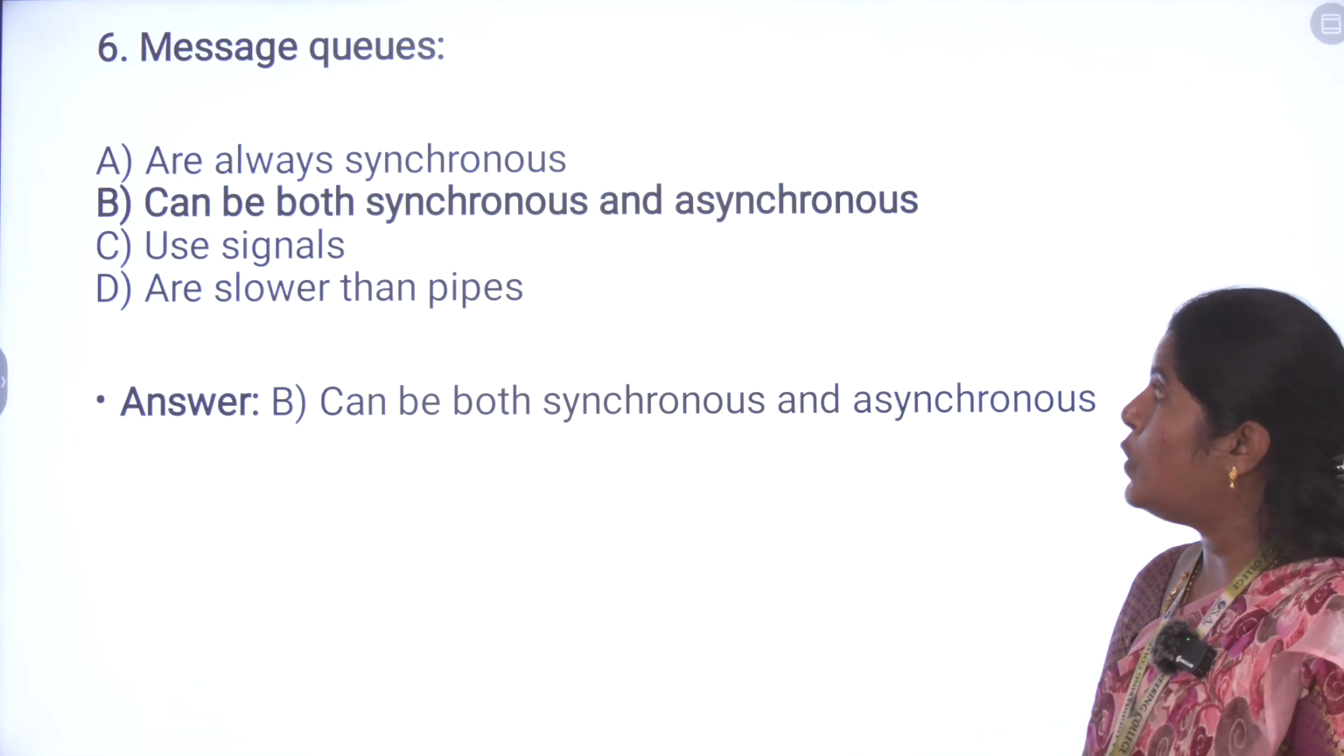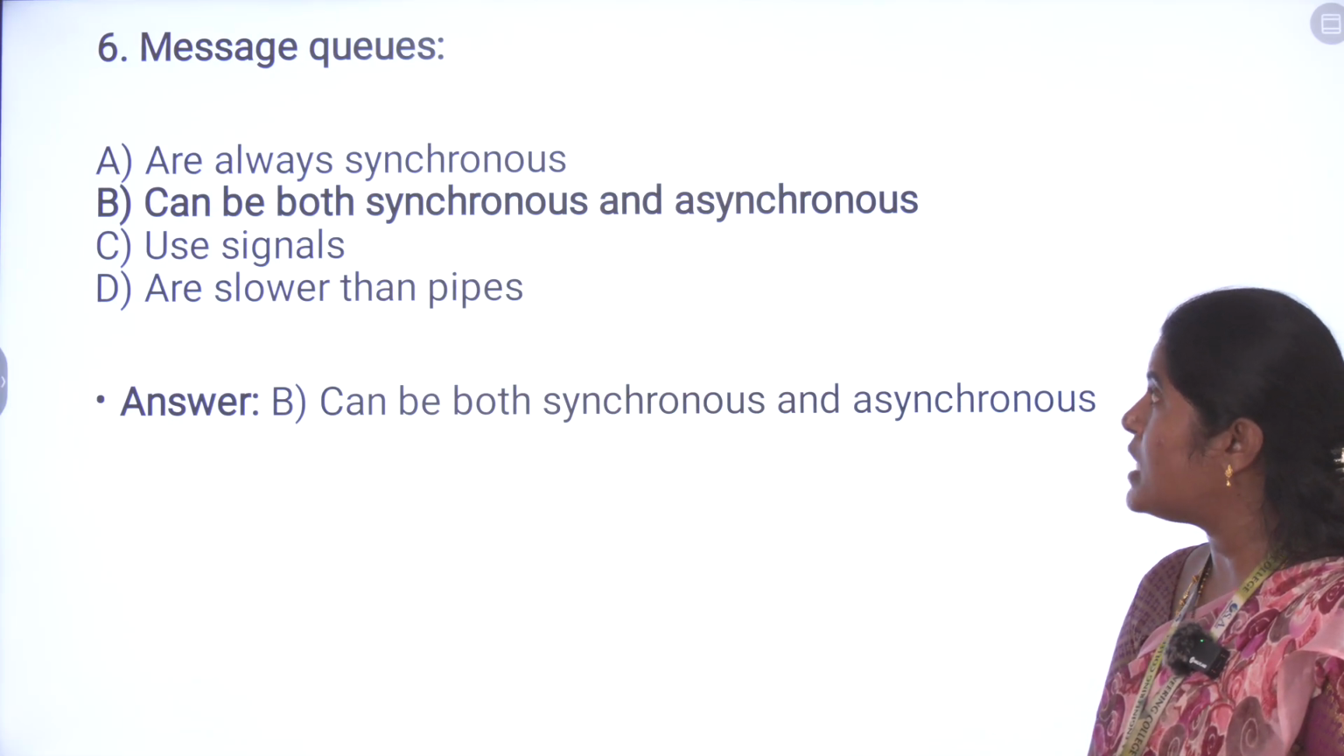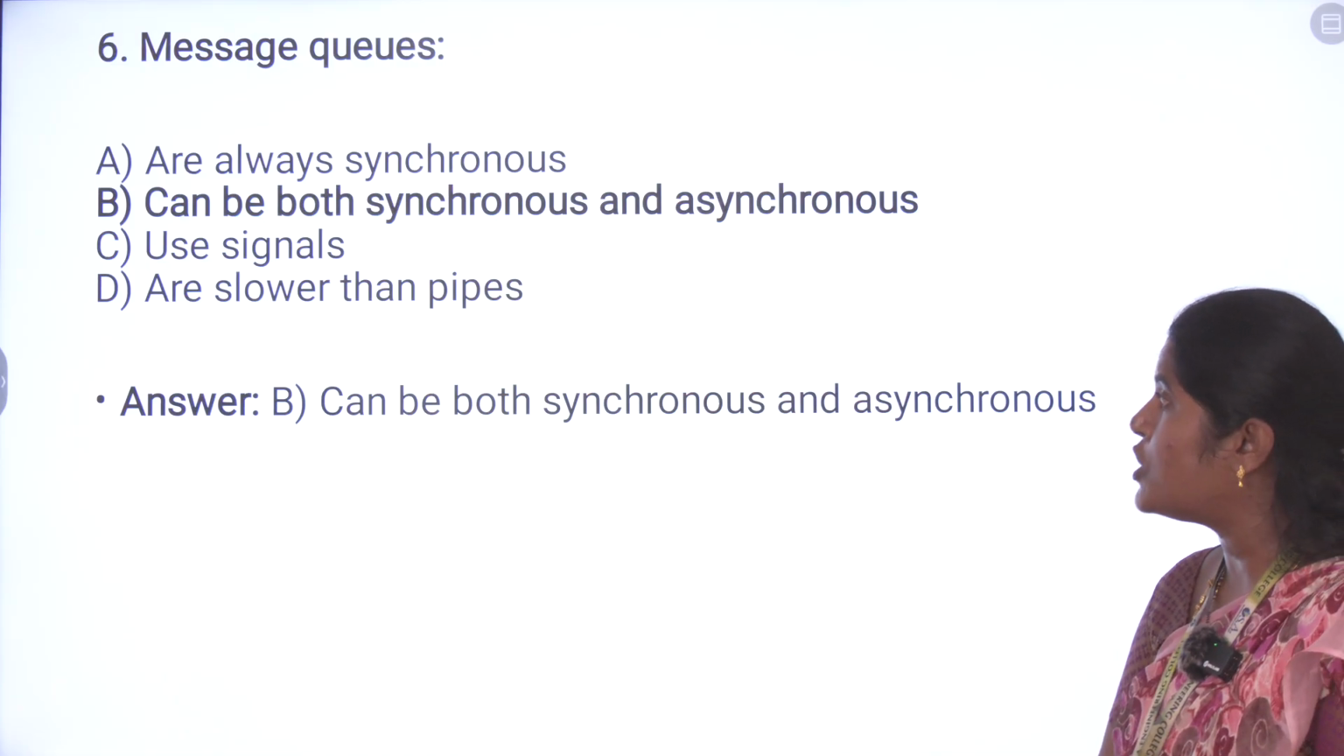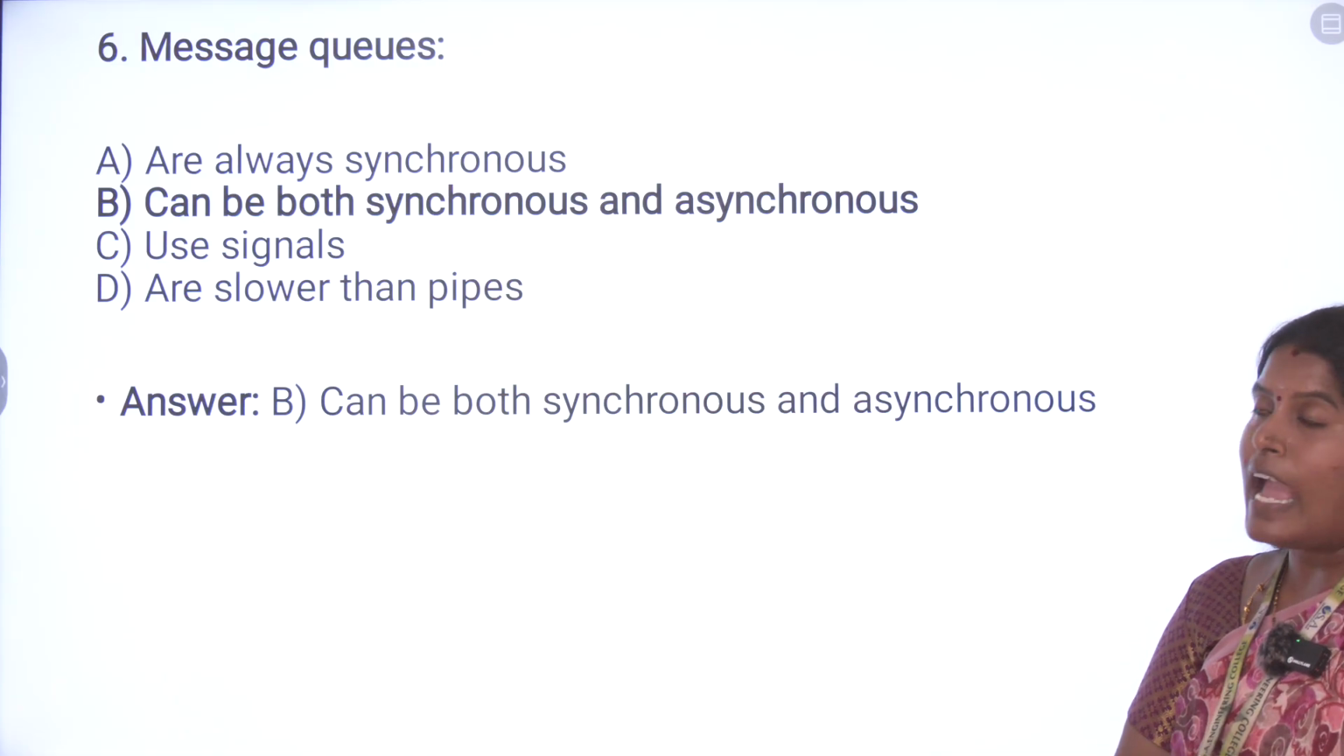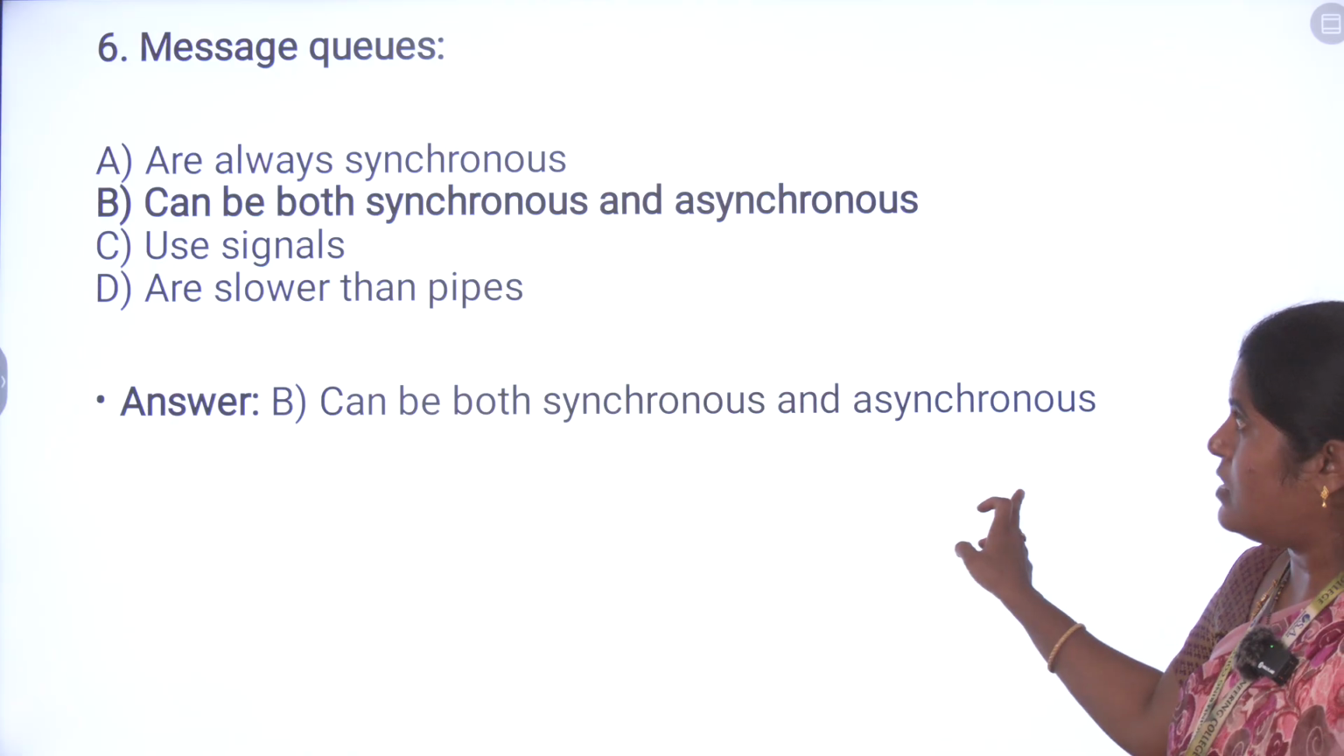Sixth one: message queues are always synchronous, can be both synchronous and asynchronous, or use signals that are slower than pipes. And the answer is can be both synchronous and asynchronous.